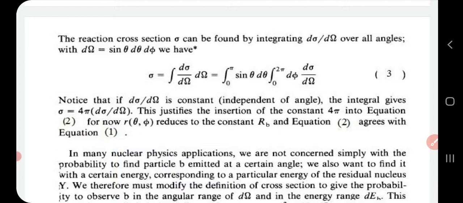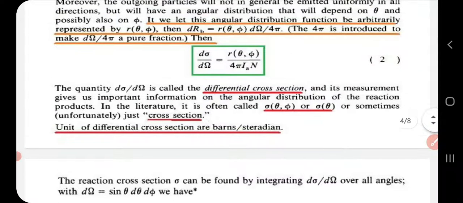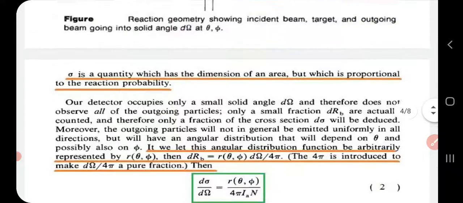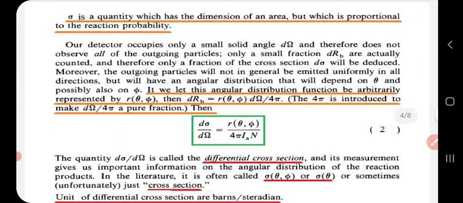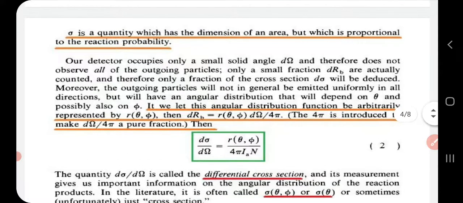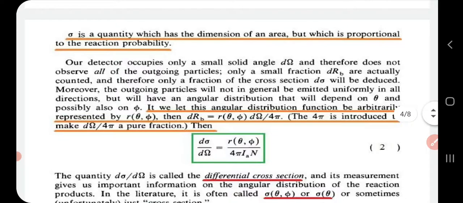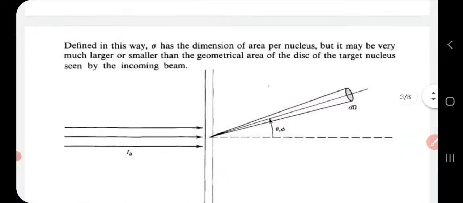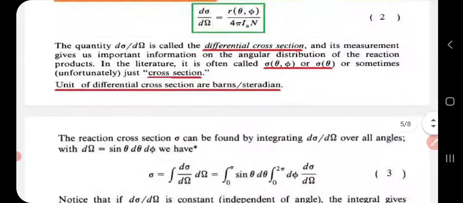Now the insertion of the constant 4 pi into equation 2 for R of theta phi will now reduce to the constant Rb, and equation 2 will agree with equation 1. So in place of R theta phi in equation 2, we are writing Rb, and 4 pi we are neglecting. So d sigma by d omega in equation 2 will have the same form as that of equation 1.